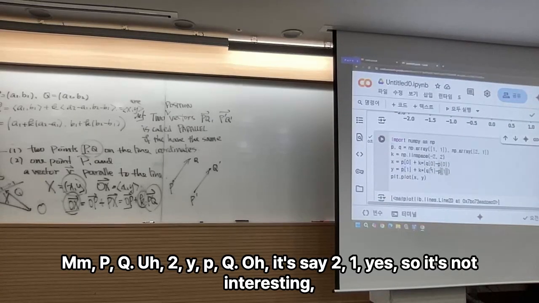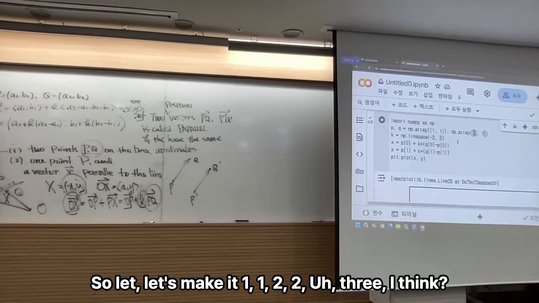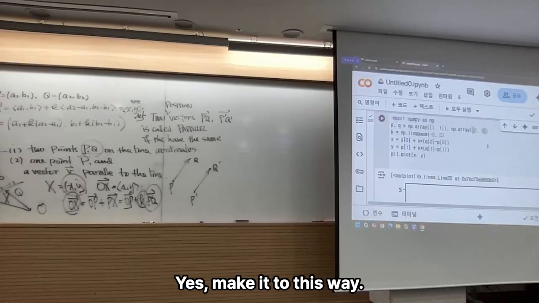PQ, Q1, Y, PQ. Oh, sorry, 2, 1. Yes. So it's not interesting. So it's a flat line. So let's make it 1, 1, 2, 2, 3, I think. Yes, make it this way.